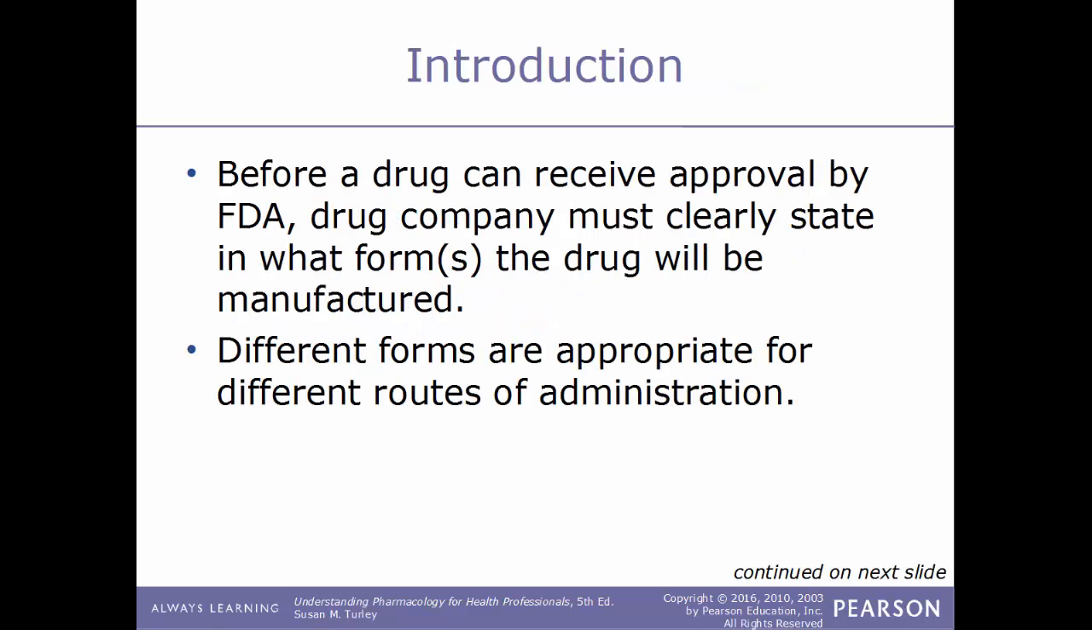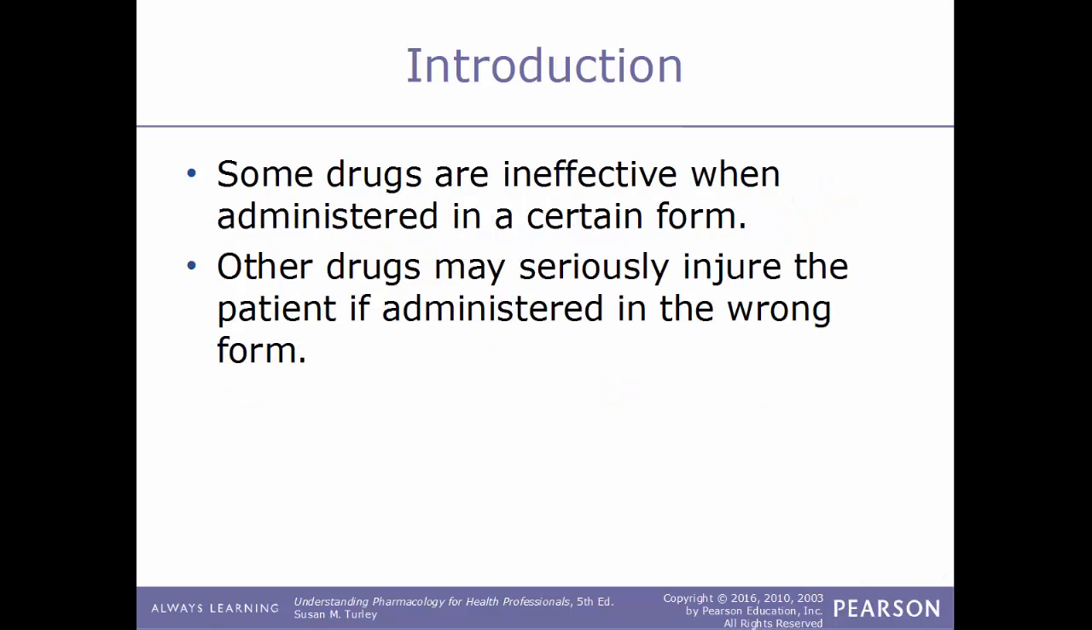Alright, first off, a brief introduction. Before any drug can receive approval by the FDA, the drug company that manufactures it must clearly state in what form or forms the drug will be manufactured. Now, different forms of a drug are appropriate for different routes of administration. Some drugs are ineffective if they're administered in a certain form, and other drugs may seriously injure the patient if they're administered in the wrong form.